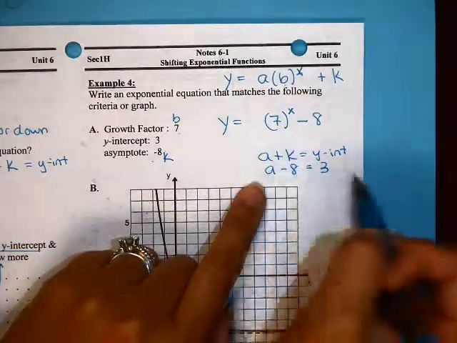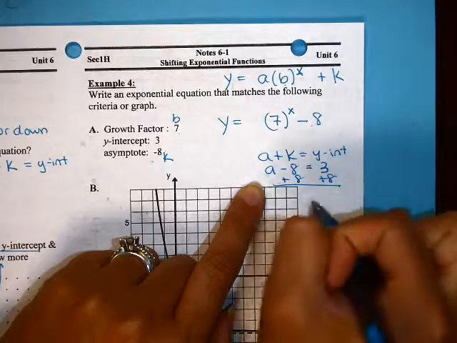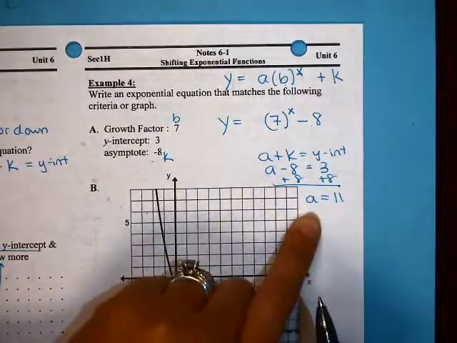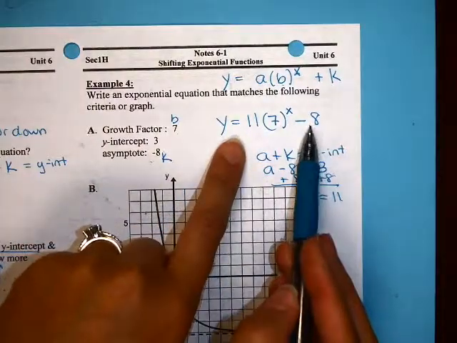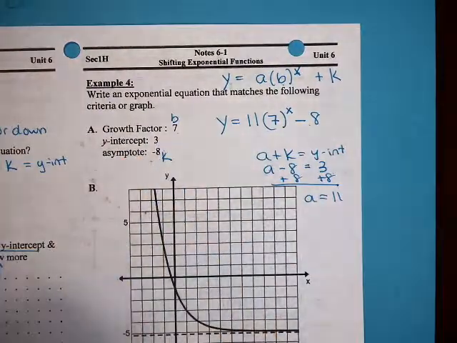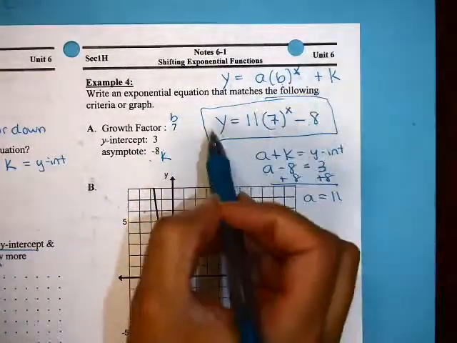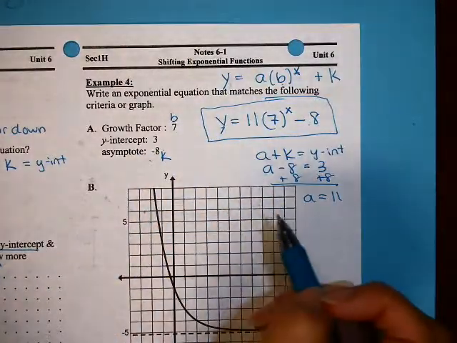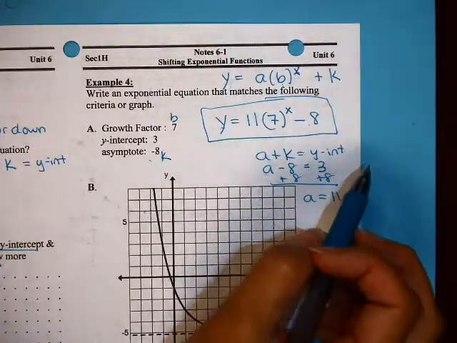So what does a have to be in my equation? Add 8 to both sides if you're not sure. But a is 11. So a is 11, then when it gets shifted down 8, then the y-intercept is going to be at 3. So this is it. We are done. You can put in f of x instead of y if you want. Either way. It doesn't matter to me when you write the equations.